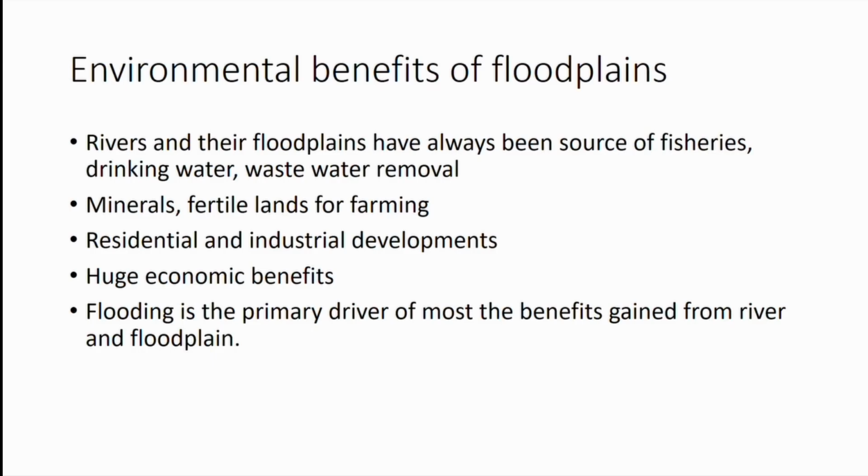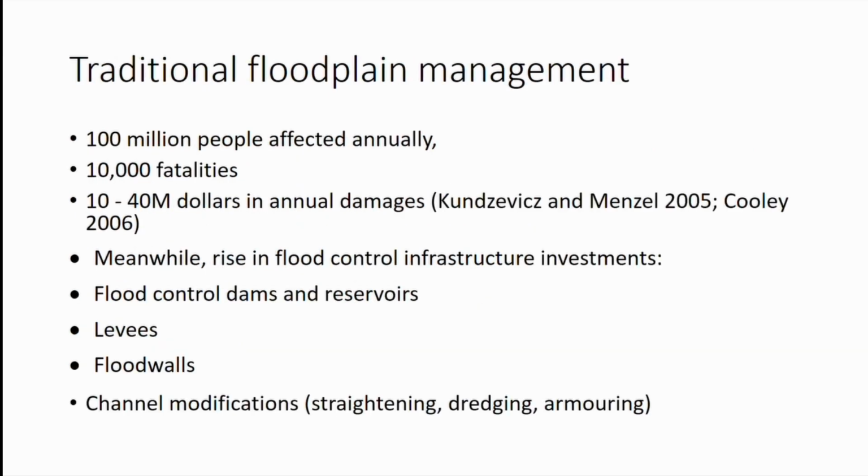within the society. And so, though we are gaining from the floodplain, because of the danger associated with flooding, we've been mitigating it for a long haul. And so in the literature, we see that every year we have over 100 million people being affected by flood disaster. And there's been a reported 10,000 fatalities every year.